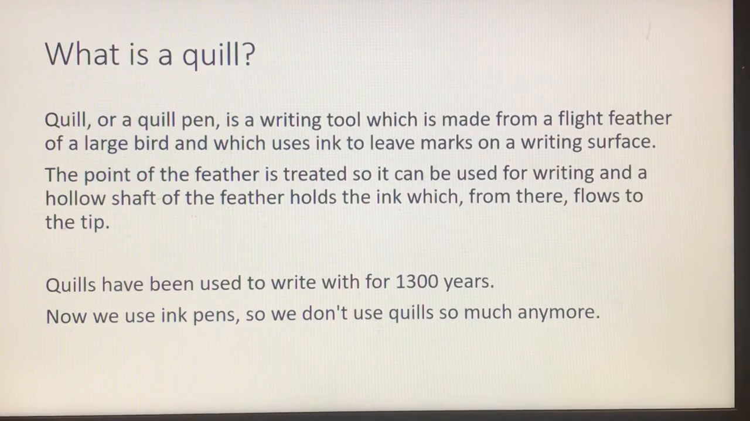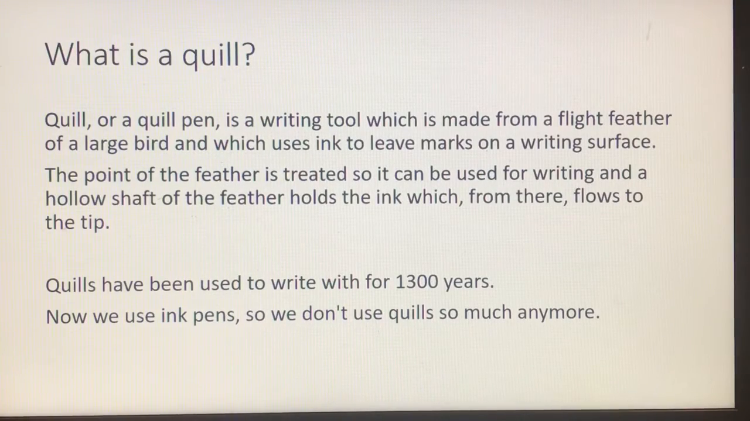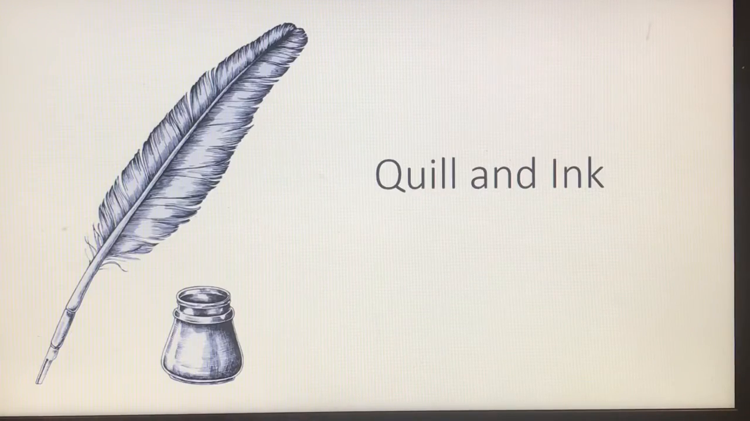So a quill, or a quill pen, is a writing tool that's made from a flight feather of a large bird, which uses ink to leave marks on a writing surface. The point of the feather, this part right down here, is treated so that it can be used for writing, and a hollow shaft of the feather holds the ink, which from there flows to the tip. So the inside of this feather is kind of like a straw. It's hollow on the inside.